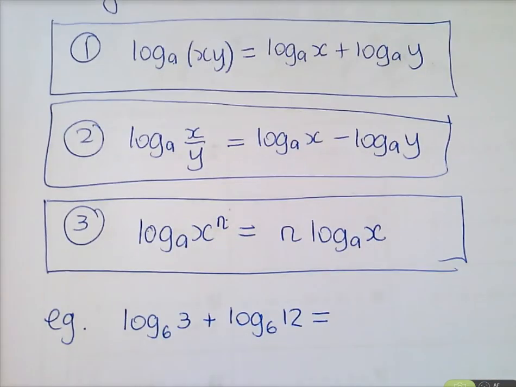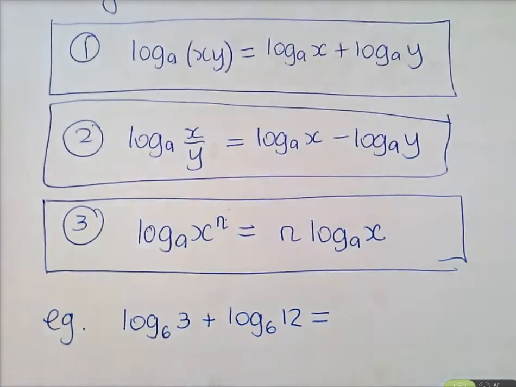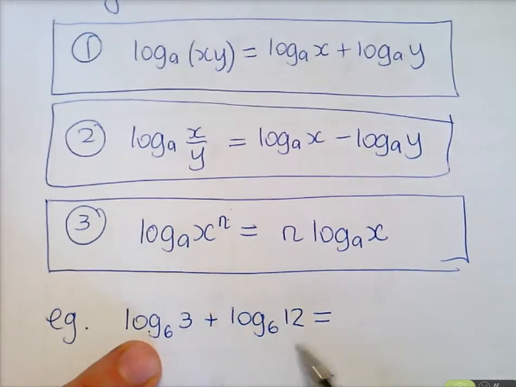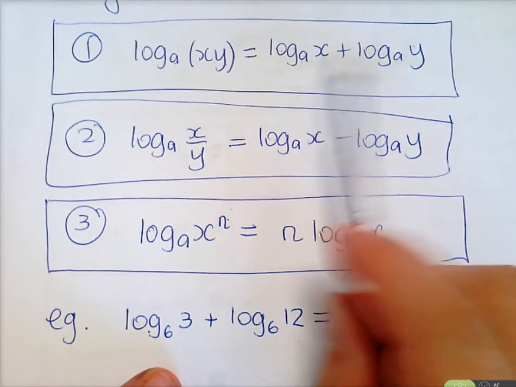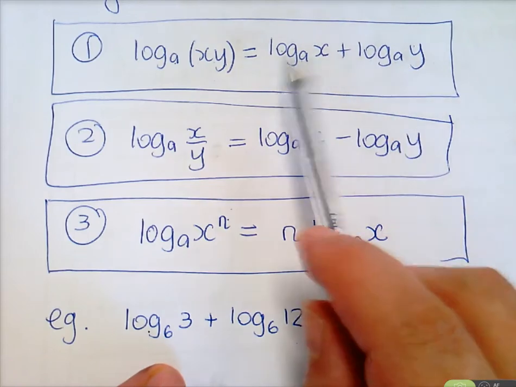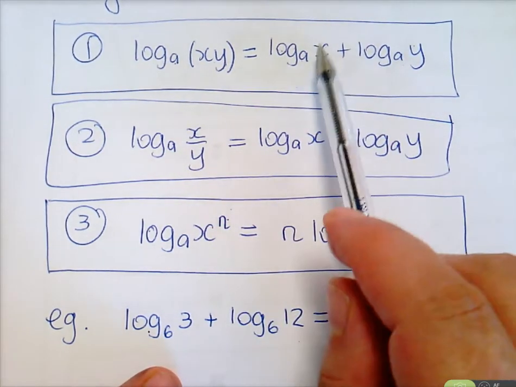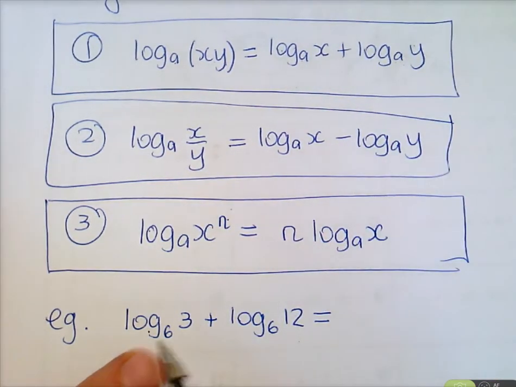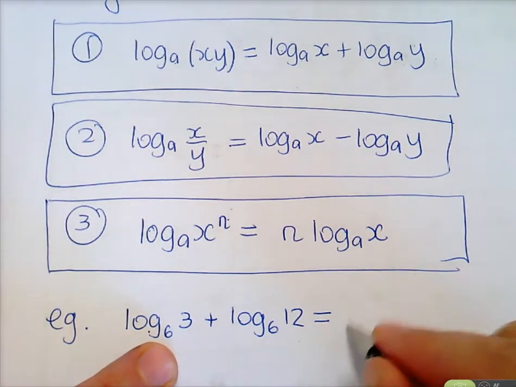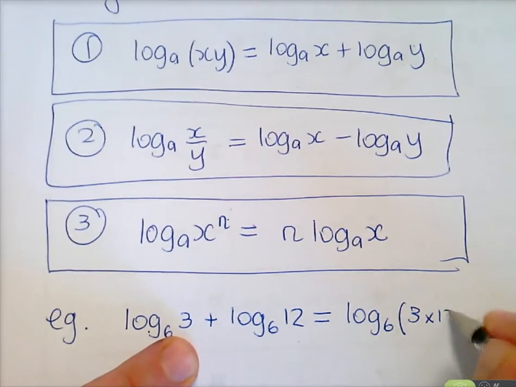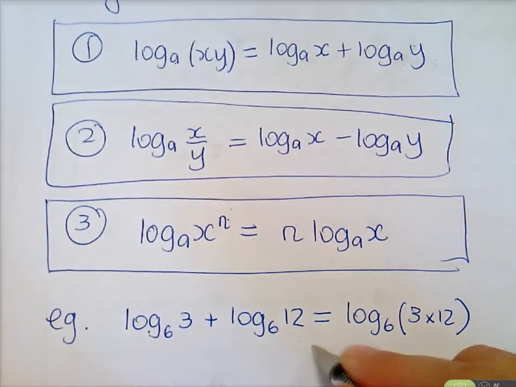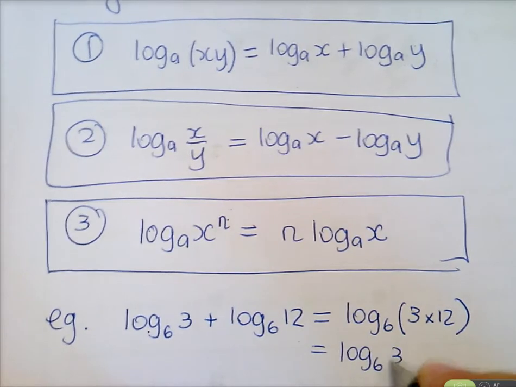Okay, examples. Now, girls, are we ready? So these are our 3 rules. If you're asked to add 2 logs together and the bases of the logs are the same, you can just do log to that same base of x times y. So here, log to the base 6 of 3 plus log to the base 6 of 12 is log to the base 6 because the bases are the same and we do 3 times 12. Do you get it? So it's log to the base 6 of 36.